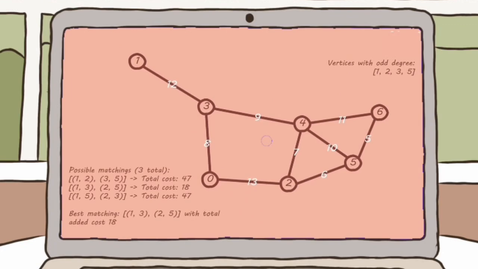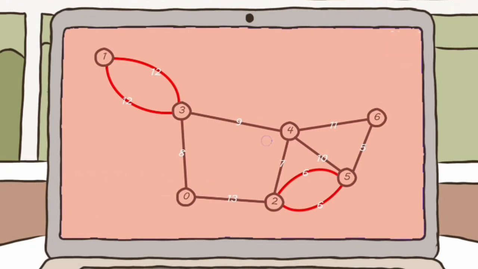The next step is to pair these odd-degree vertices in a way that results in the least additional cost. There are three possible pairings, but the most optimal matching is 1-3 and 2-5, with a total added distance of 18 meters. Once we add these pairs, the graph becomes Eulerian, which allows us to construct an Eulerian circuit, also known as the Chinese postman tour. The optimized route is 0 to 3 to 1 to 3 to 4 to 6 to 5 to 2 to 5 to 4 to 2.